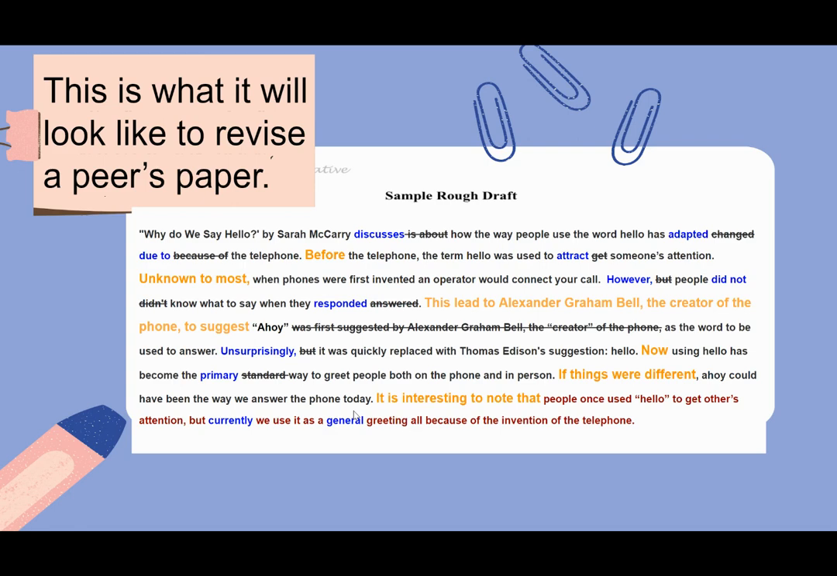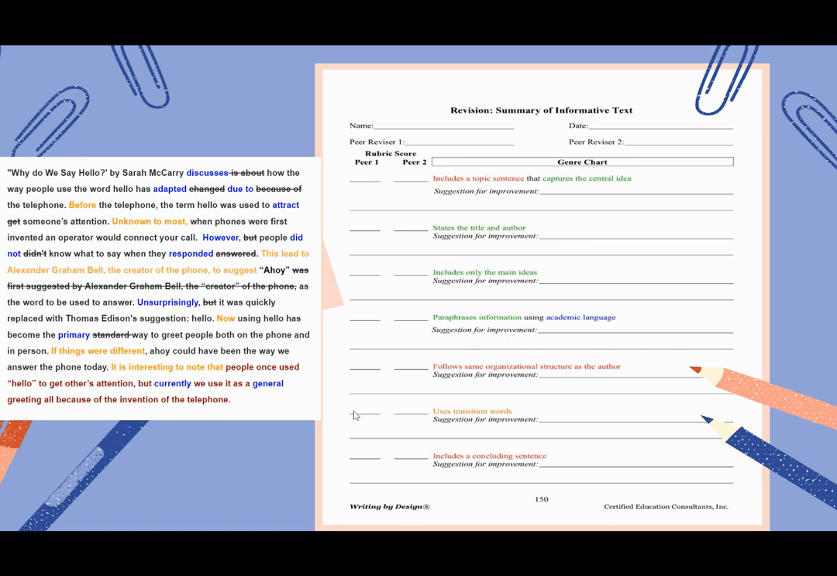So this is what it will look like to revise a peer's paper or your own if you're doing it at home. This is my summary, and this is the paper. The first thing you're going to do is put your name on your partner's paper, not your own, because you are grading or revising your partner's paper. So you'll put your name right here up at the top, and then it should have your partner's name up here. Then you are going to go through this and make sure that they get full points.